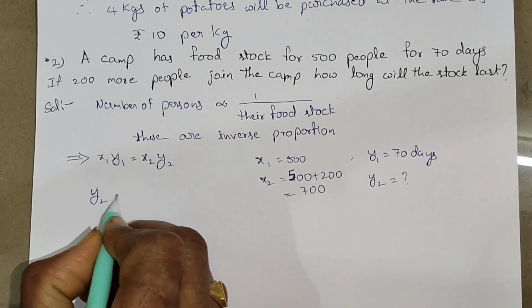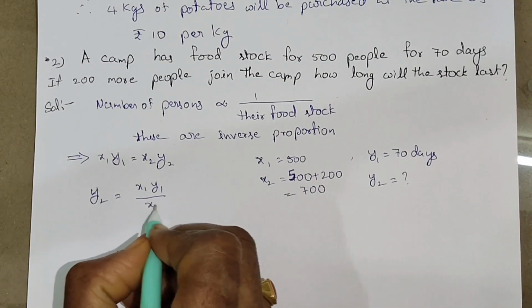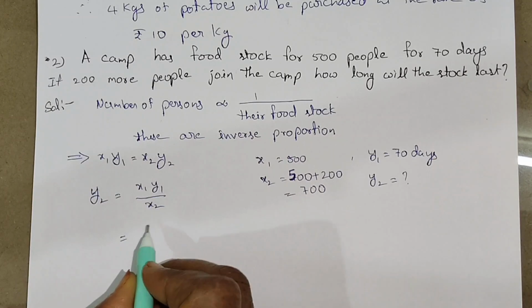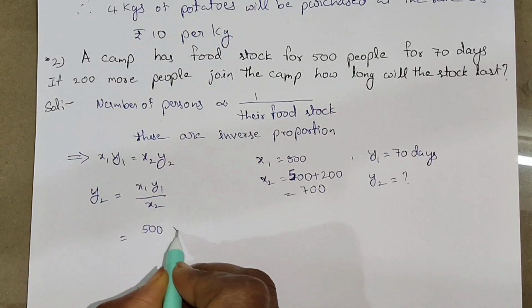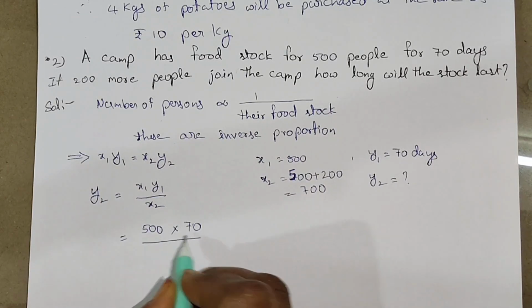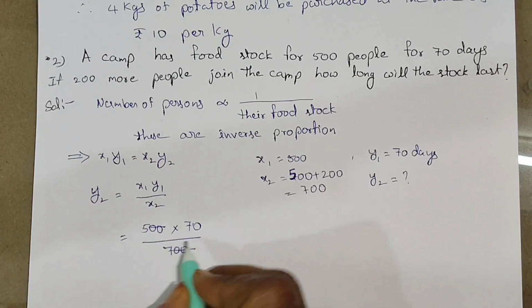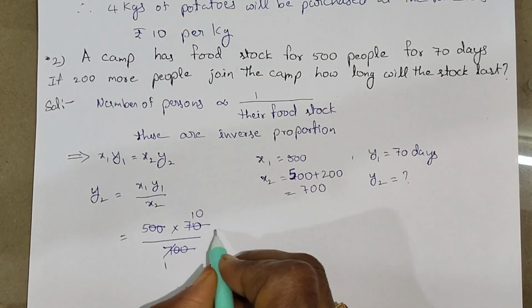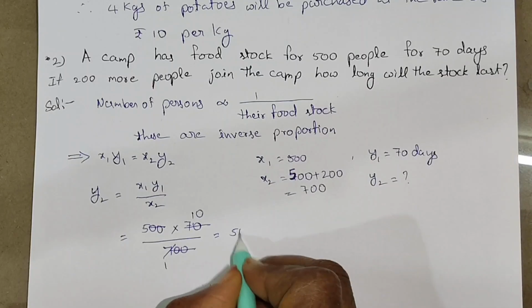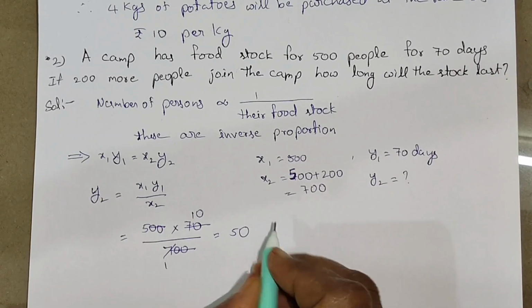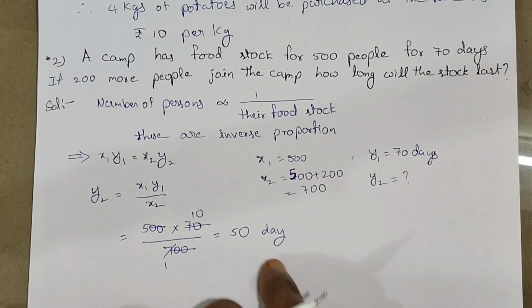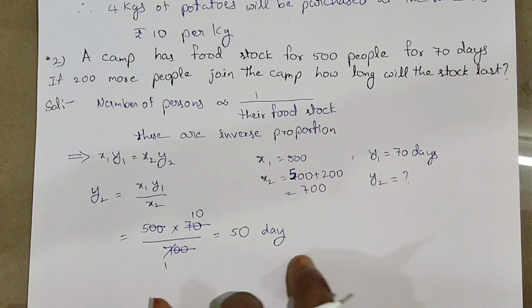Now we write y2 equal to x1 y1 by x2. Substituting these values: x1 equal to 500 into y1 equal to 70 by x2 equal to 700. These two zeros get cancelled. 7 1s are 7, 7 10s are 70. 5 into 10 is 50. So 50 is the days. Sufficient food is needed for 50 days.